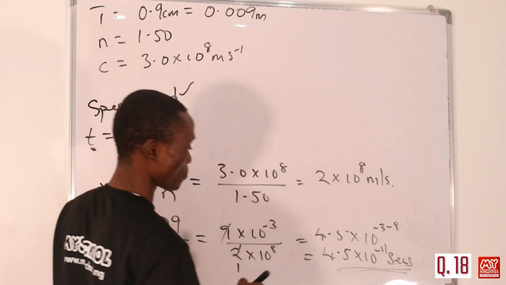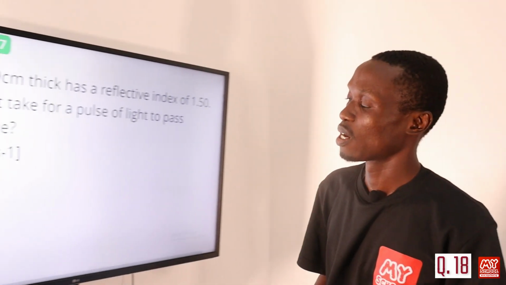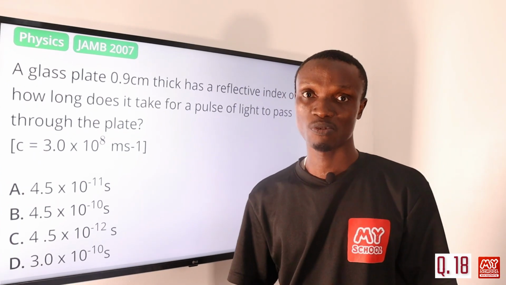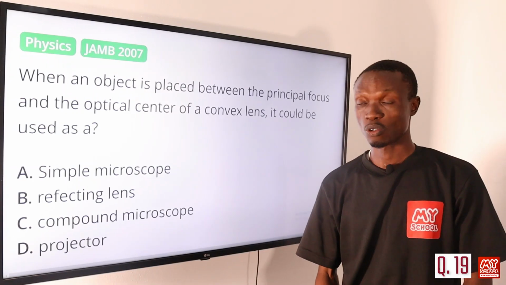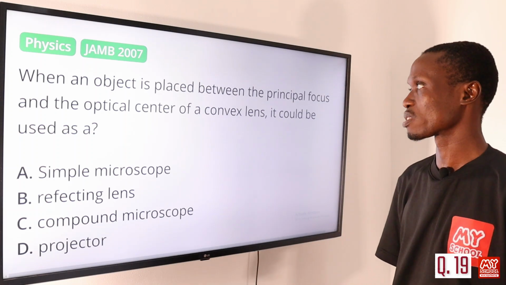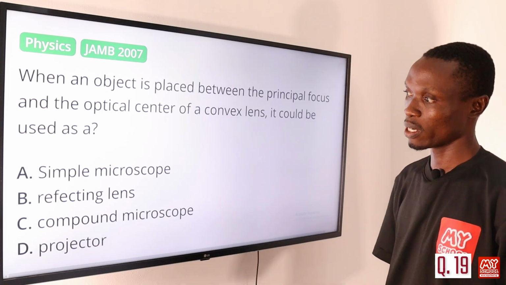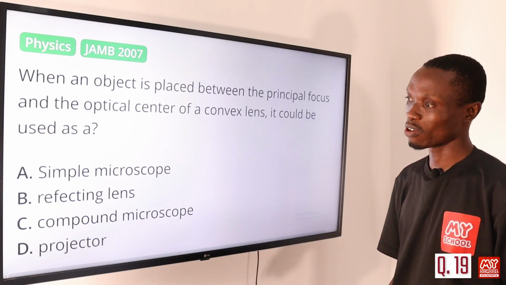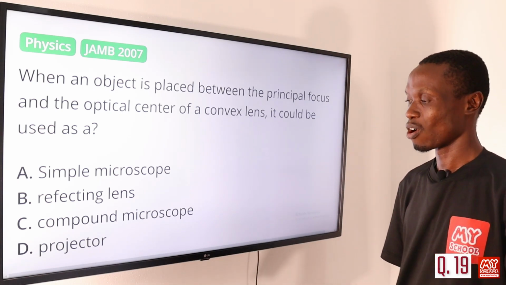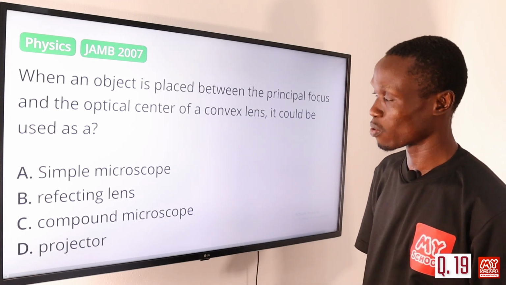Let's return to the screen to pick the correct answer to this question, and that is option A, 4.5 times 10 raised to power minus 11 seconds. Question 19. When an object is placed between the principal focus and the optical center of a convex lens, it could be used as a: option A, simple microscope; option B, reflecting lenses; option C, compound microscope; and option D, a projector.